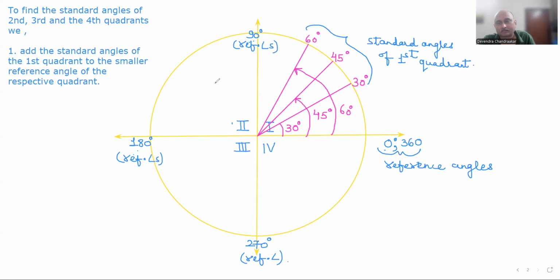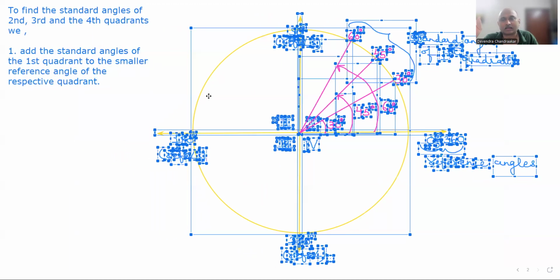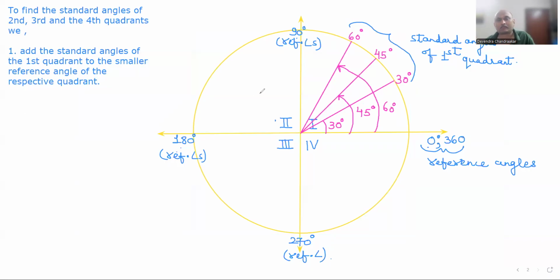For the second quadrant, if I want to find the standard angles, all of you please pay attention. Children, listen carefully. Which are the reference angles for the second quadrant? 90 and 180. Very good. All of you agree to this or not? Say yes or no. Speaking is how you learn. Very good. So which one of these is the smaller angle? Between 90 and 180, which is smaller? 90. Very good.